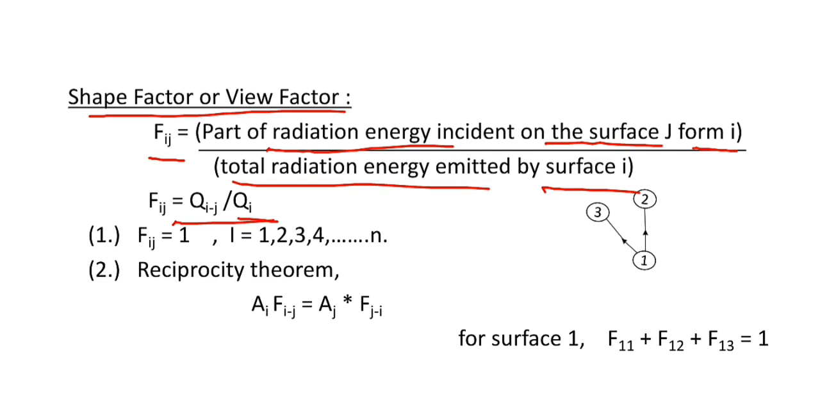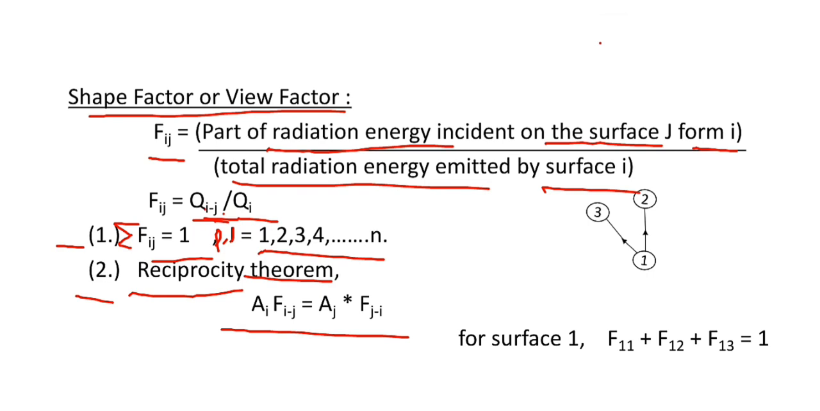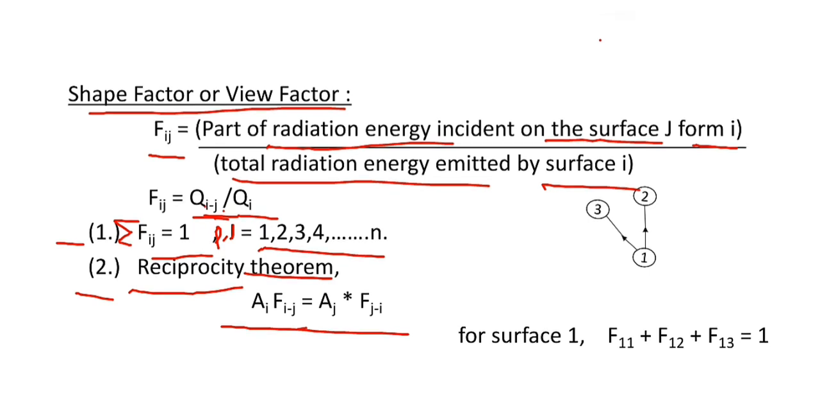Whenever you get a question based on shape factor, apply these 2 points. First one is the sum of Fij is equal to 1, or the sum of total shape factors of surface i with respect to surface j is equal to 1, where j is equal to 1, 2, 3 up to n. And the second one is the reciprocity theorem, which is used to compare the shape factors of two bodies, which is Ai into Fij is equal to Aj into Fji.